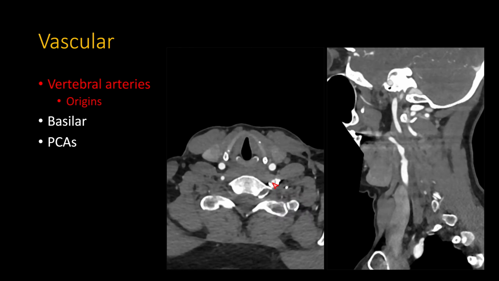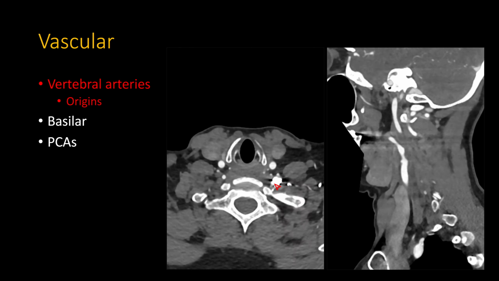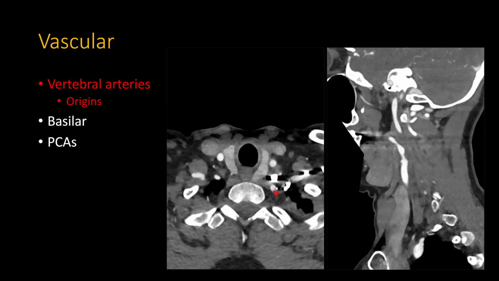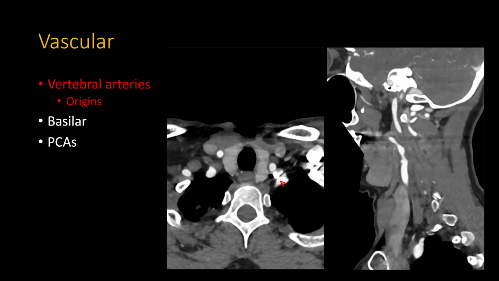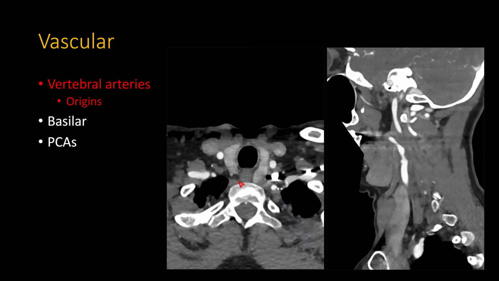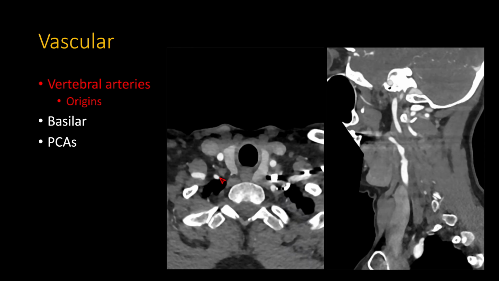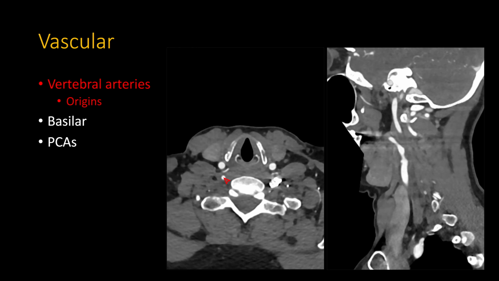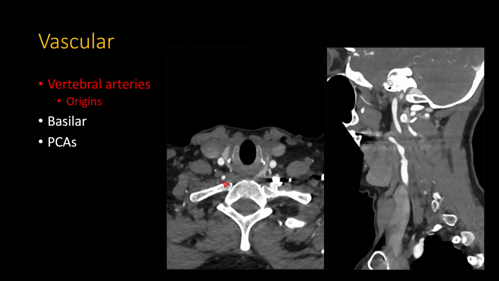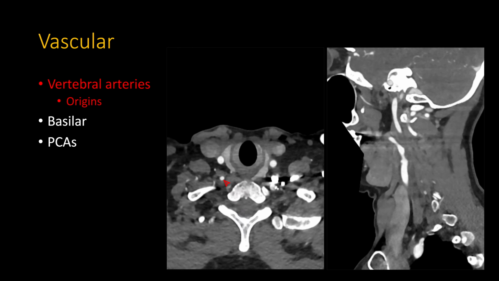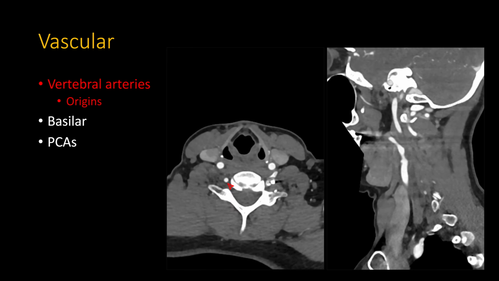If you follow that, it's a little bit hard because of all this streak artifact, but here's that other vertebral artery, the left vertebral artery, and that's the origin from the left subclavian artery. So we focus, we trace out the right vertebral artery here. The V1 segment of the vertebral artery is a segment from the origin until it enters the foramen transversarium.